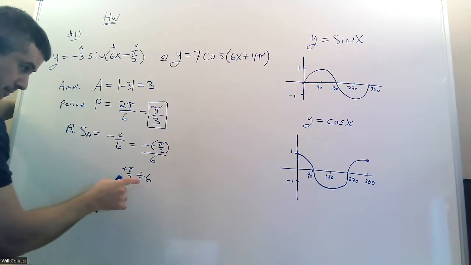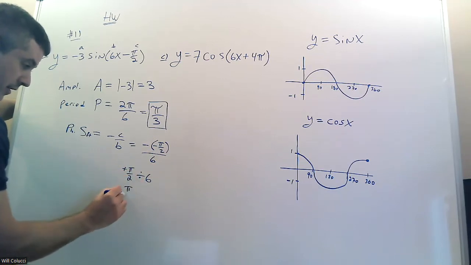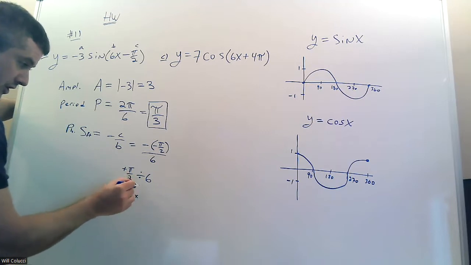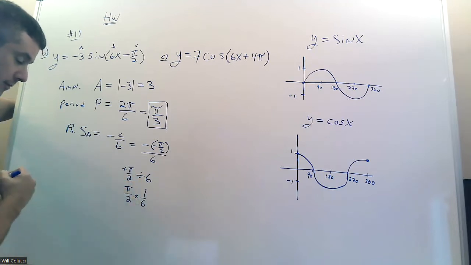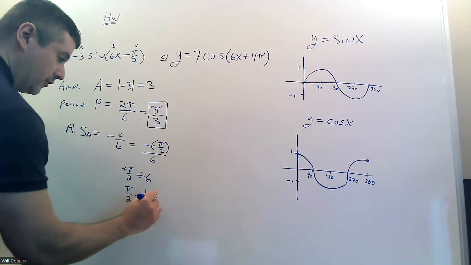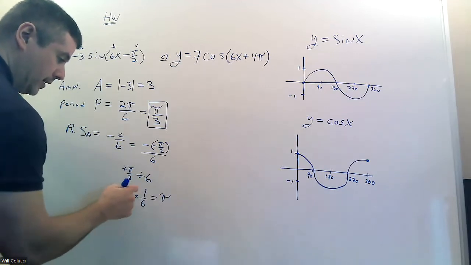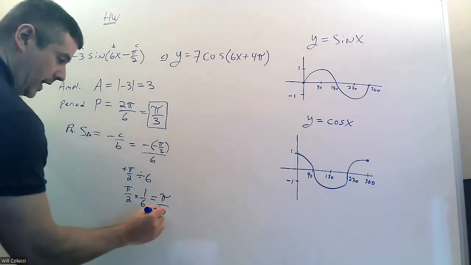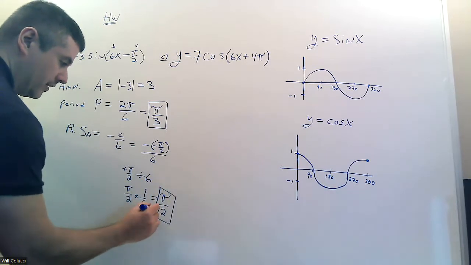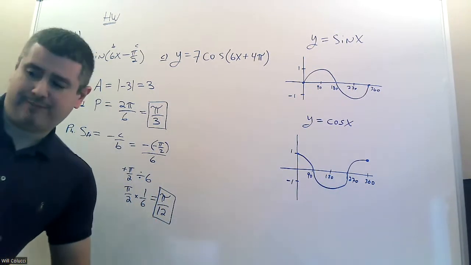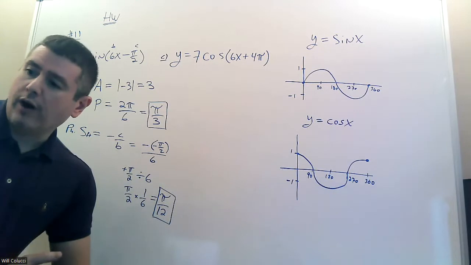So this is where you keep, change, flip. That stays the same. This switches to times. You flip that over. So the phase shift on this problem is going to be pi times 1, 2 times 6 on the bottom. So it's pi over 12. It's like 15 degrees or something, whatever. Pi over 12 is fine.